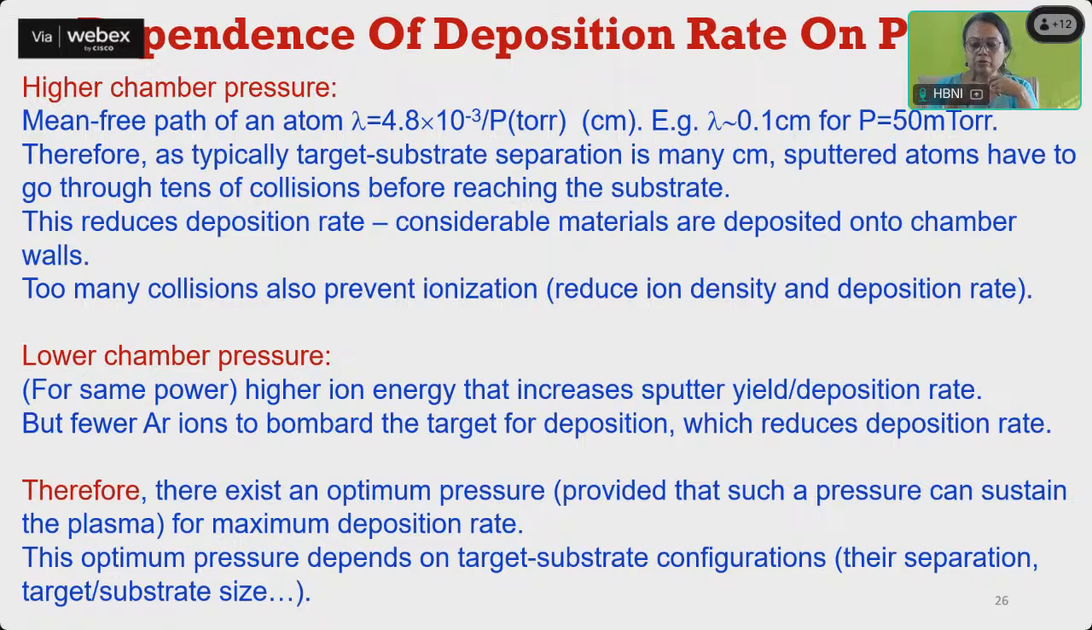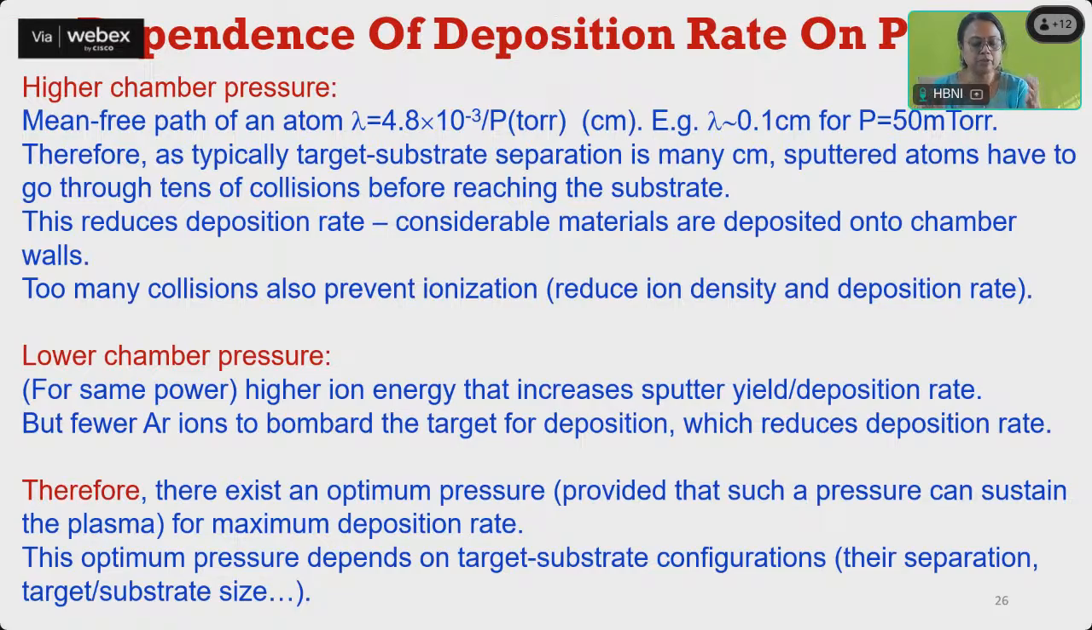Considerable material is deposited onto the chamber wall, and too many collisions also prevent ionization. So there is very slow deposition, and sometimes there can be dissociation also. For low chamber pressure, for the same power, the ion energy is high, so you have to give more power. Like in DC sputtering, you have to put in more voltage. But there are fewer argon atoms to bombard the target, which reduces the deposition rate.